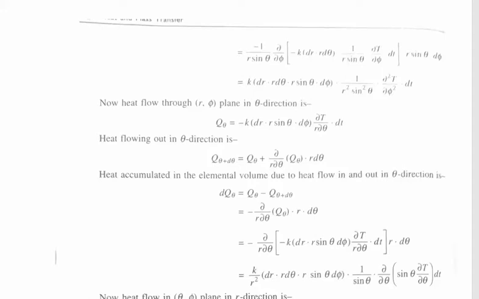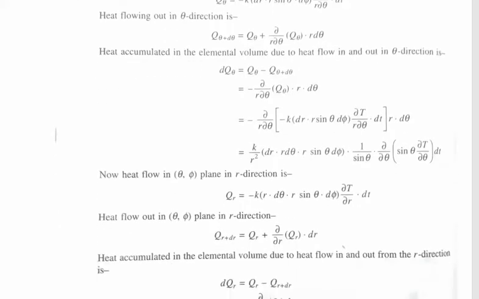k by r square with the multiplication of dr dot r dθ dot r sine theta dφ into 1 by sine theta into ∂/∂θ of sine theta ∂T/∂θ. This is the equation for the theta direction. Now we have completed the two directions, that is the phi direction as well as the theta direction. Now next we have to take the r direction.